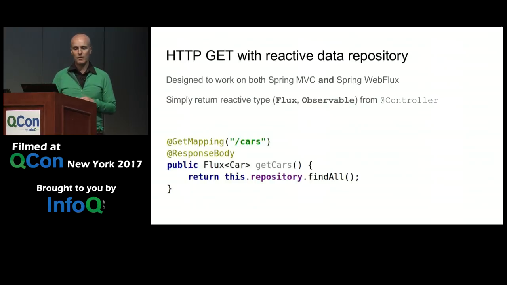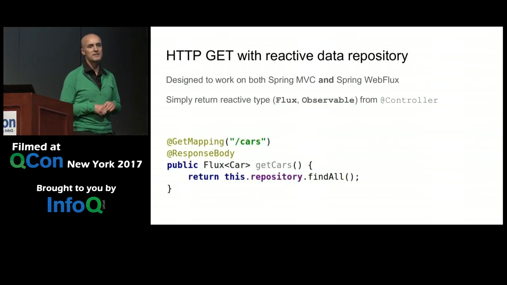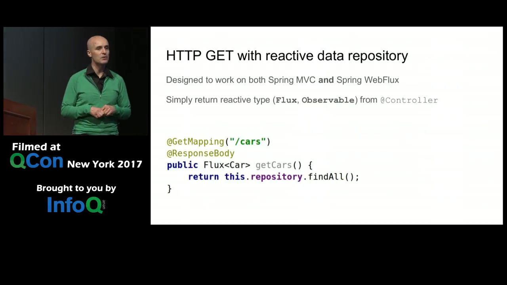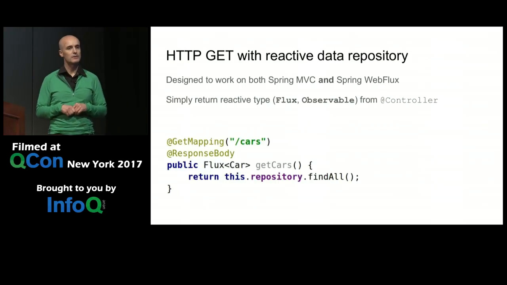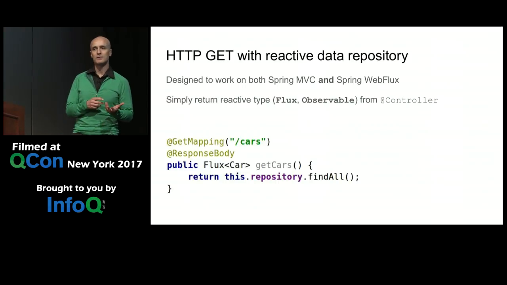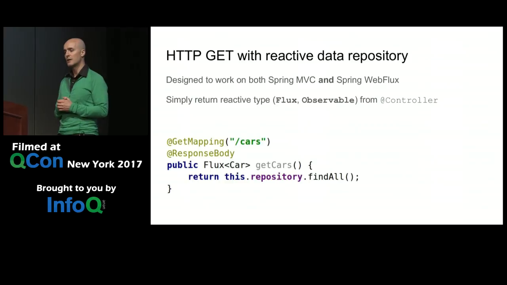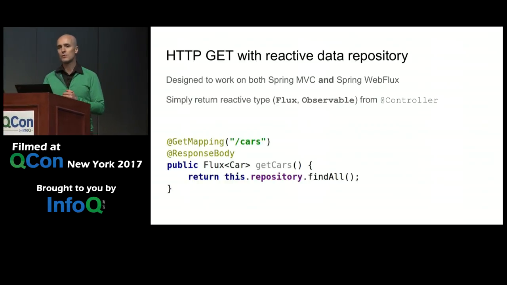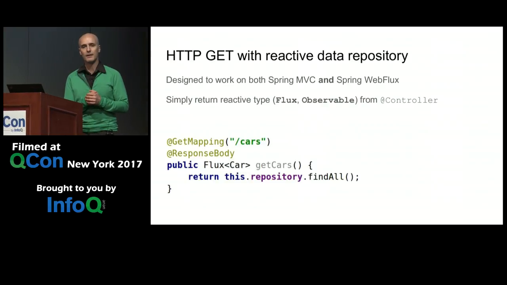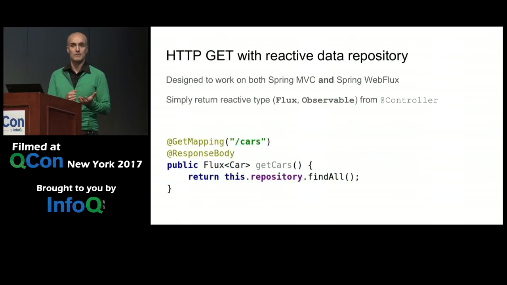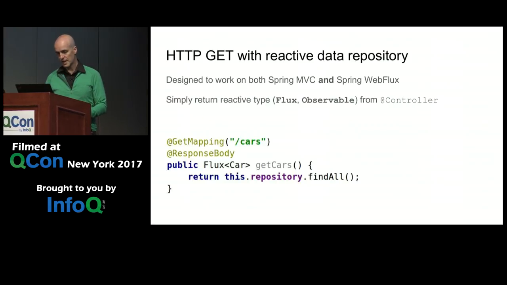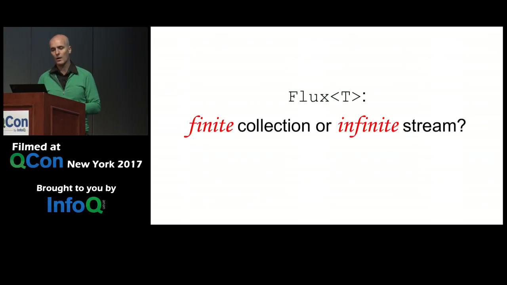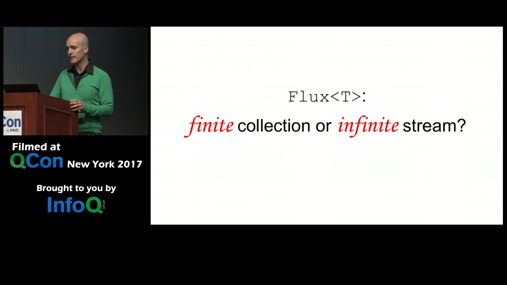But here's an interesting question. A flux represents a potentially infinite stream of data, right? So if we give a flux to the web framework, Spring MVC or WebFlux, how does it know actually what to do? Are we going to be writing an infinite stream, or are we going to be writing a collection and sending back a JSON array? That's an important question, actually. We need to know which one of these two is it.